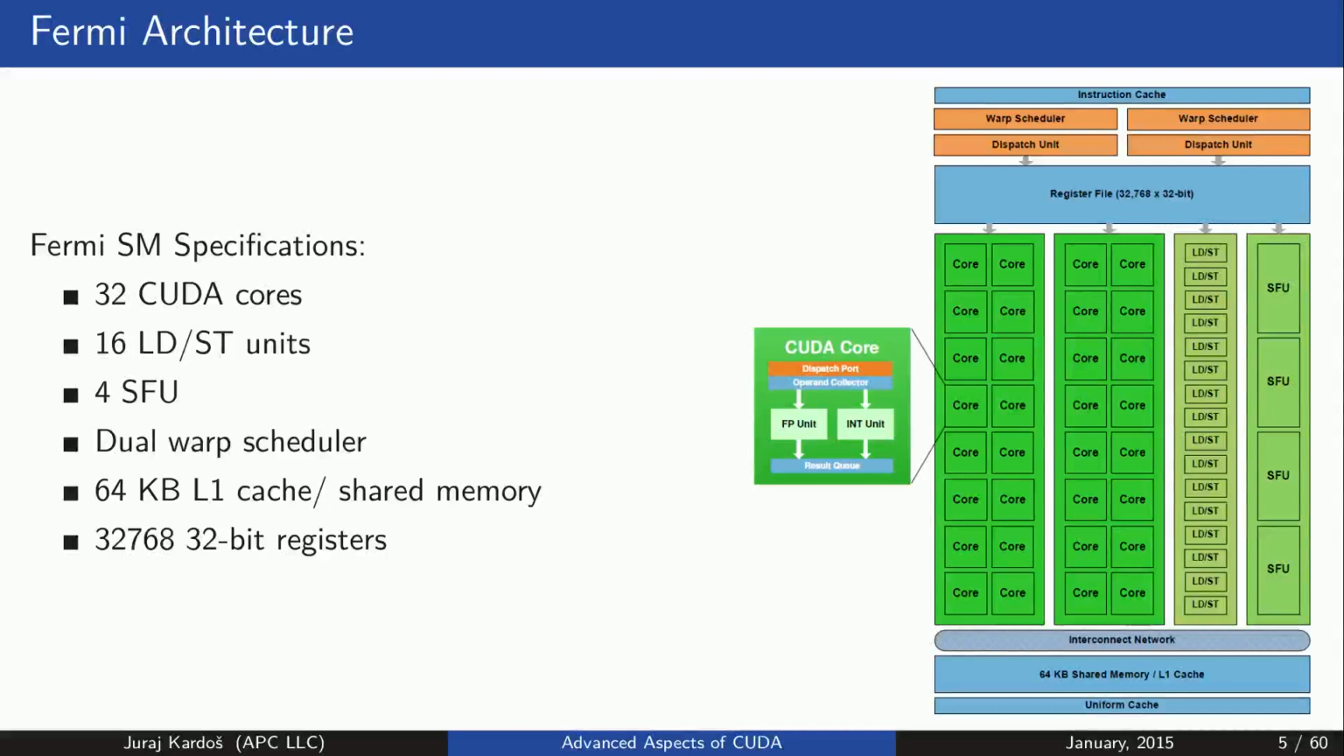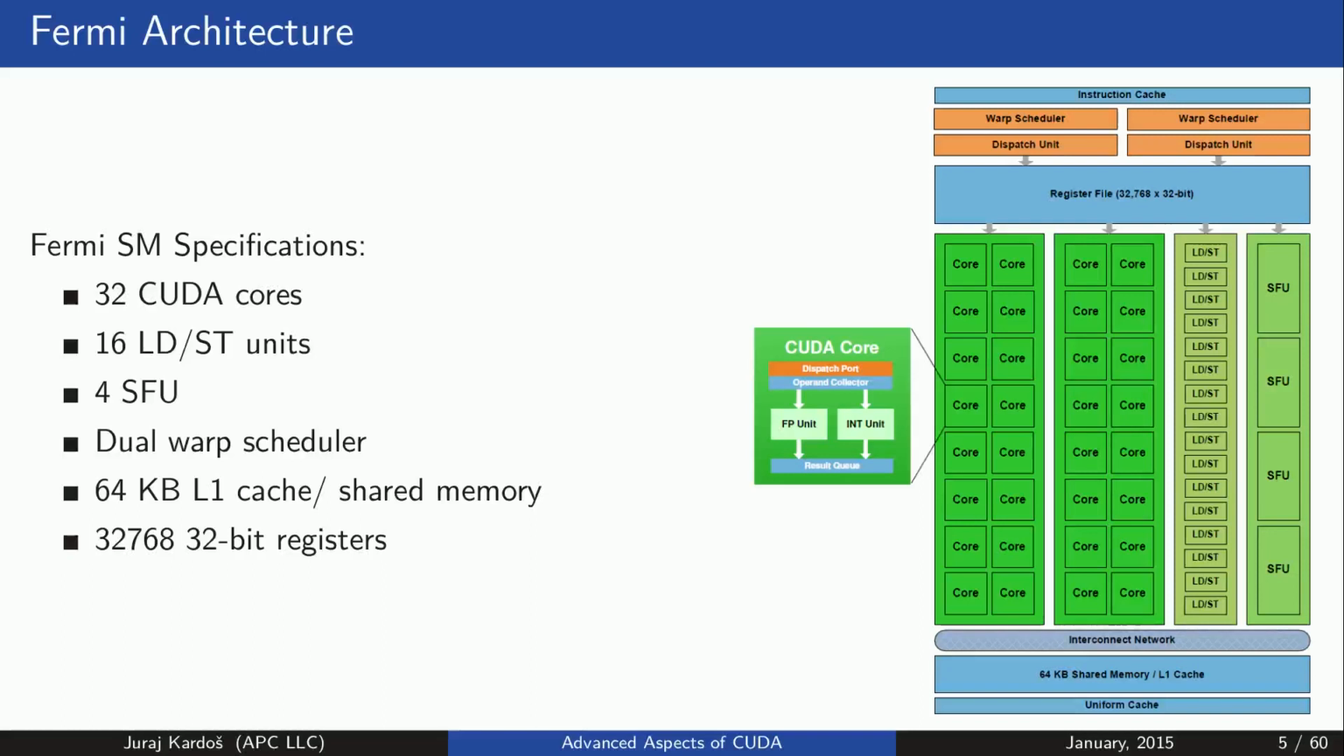Let's have a closer look at the streaming multiprocessor. Each streaming multiprocessor in Fermi features 32 single precision CUDA cores, and each core consists of an integer and a floating point unit. The floating point unit implements the IEEE floating point standard, also providing the fused multiply-add instruction. Load store units allow source and destination addresses to be calculated for 16 threads per clock. Special function units execute transcendental instructions such as sine, cosine, and square root.